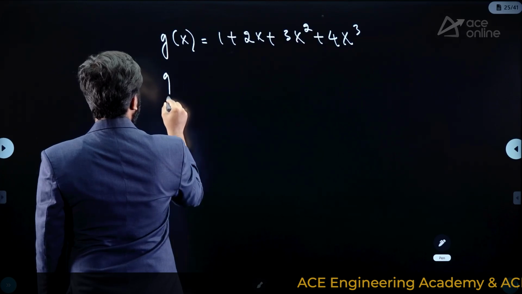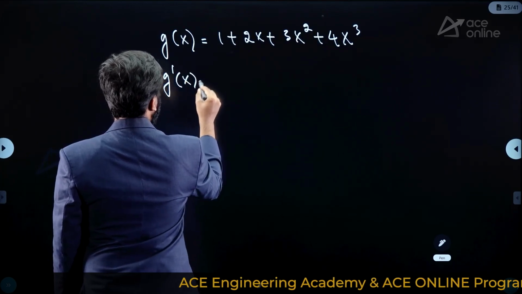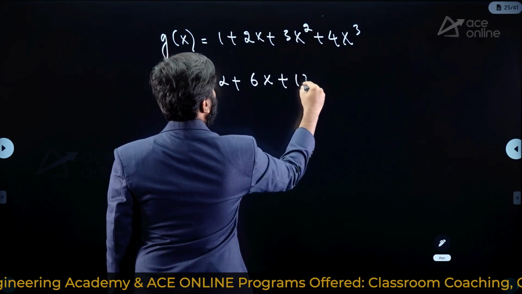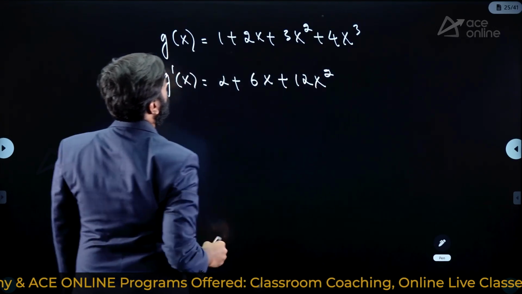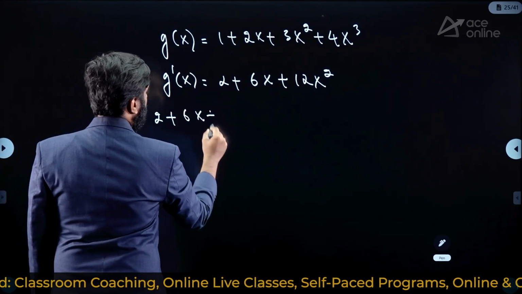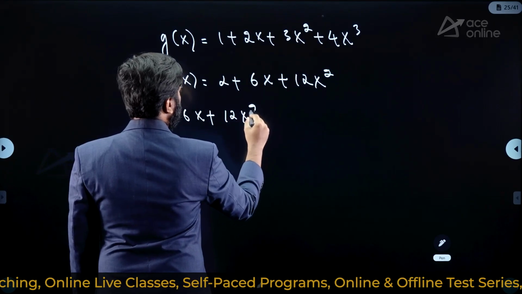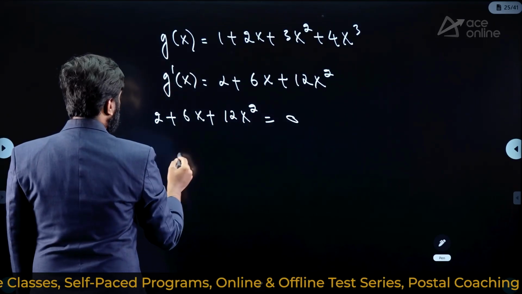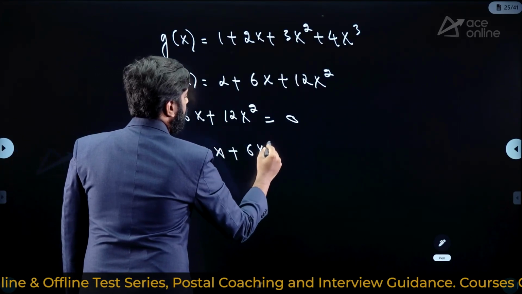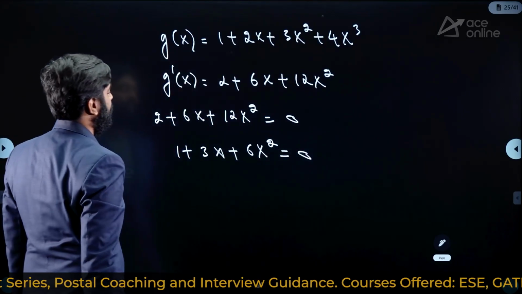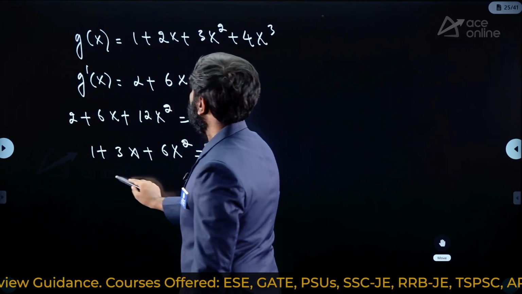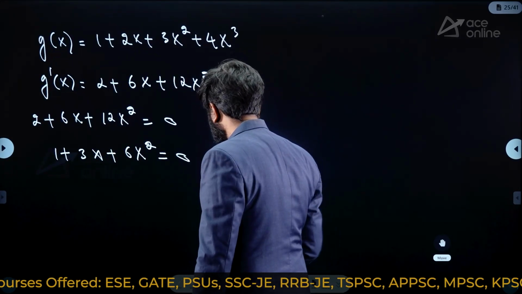So what next? Let's find g dash of x, which is 2 plus 6x plus 12x square. Then let's equate this to 0. So 2 plus 6x plus 12x square equal to 0. So 2 is out, then 1 plus 3x plus 6x square equal to 0. This is what is left. Now you need to find the roots. How do you find the roots? If you find the roots, you get the stationary points.